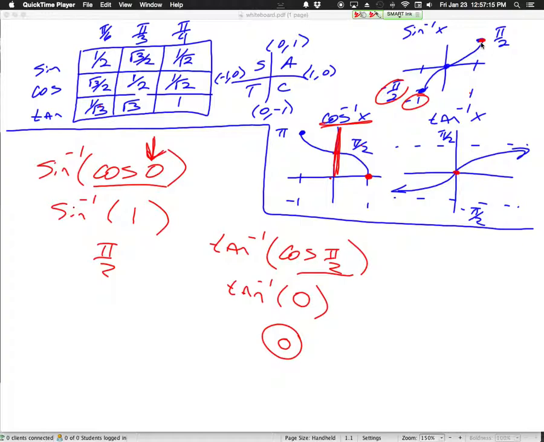So it's really not tricky unless that's 0. Whenever that's 0, it gets tricky. You got to make sure, what am I looking at? Am I looking at an angle or am I looking at a number? Okay, so don't forget that.